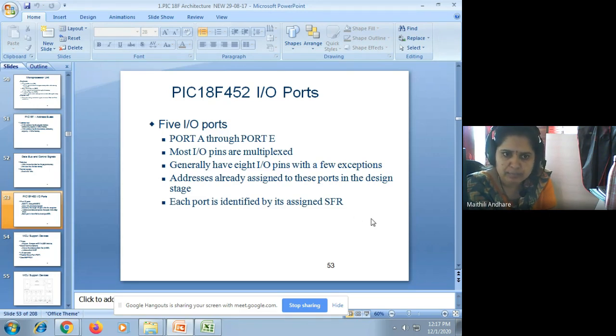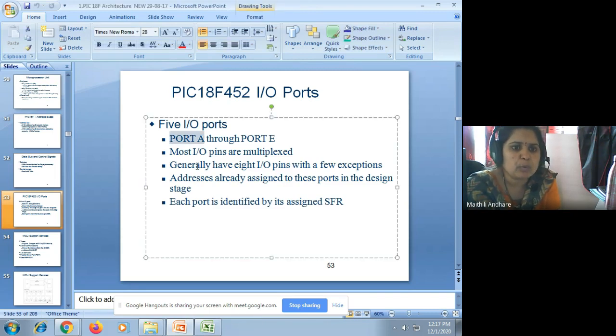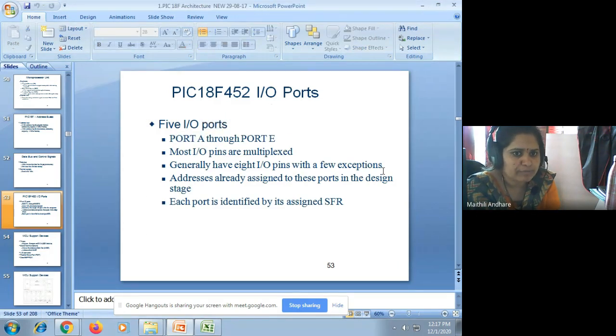How to access the port? A specific register is allocated to it. In 8051, what are the names of the ports? We have seen P0, P1, P2 likewise. Here the names are port A to port E, so a total of 5 ports are there.